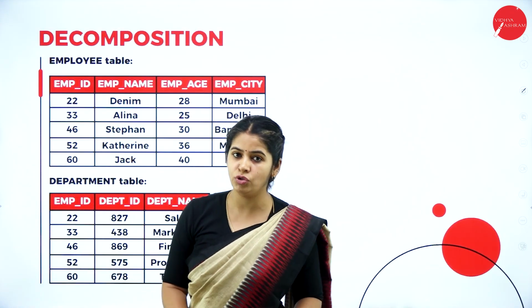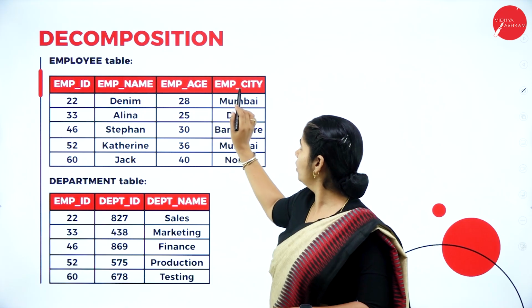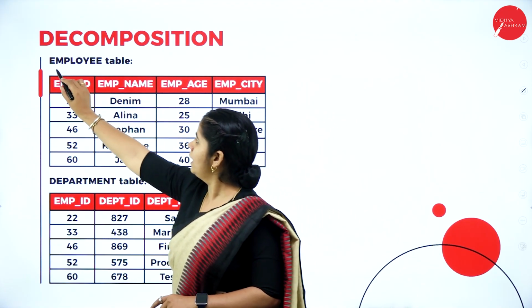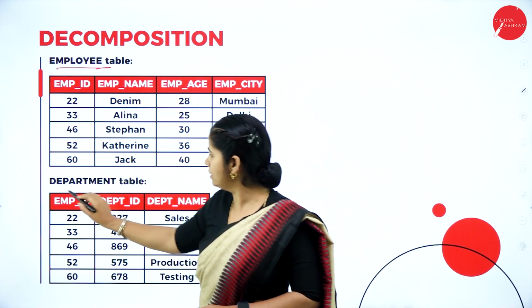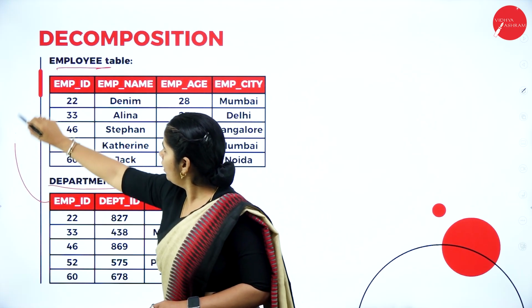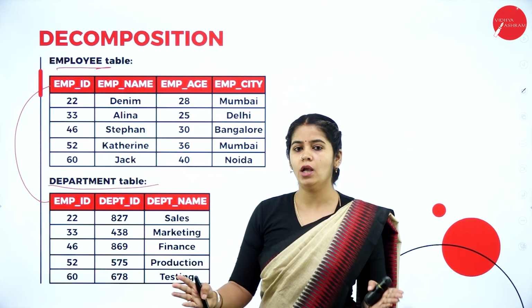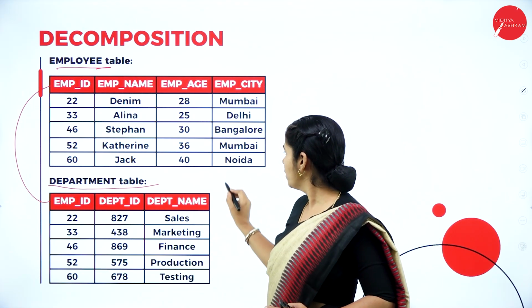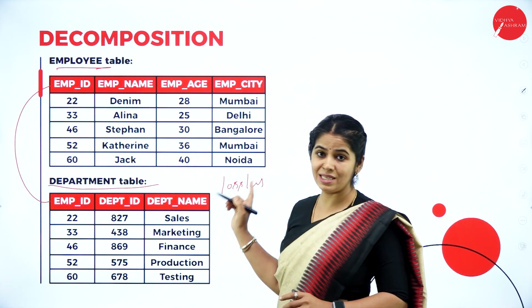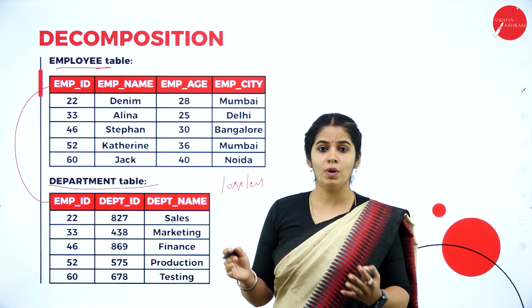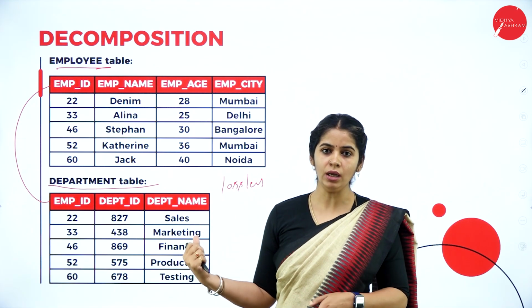Let's see the decomposition of the particular table. That is employee ID, employee name, employee age and employee city as the employee table, and employee ID, department ID and department name as the department table. Here the employee ID of both tables should be the same because it provides the relationship between the two decomposed tables. So this is a lossless decomposition, because when we join them using the employee ID, all 6 attributes of the table will be displayed.